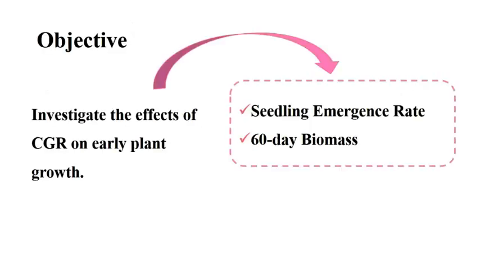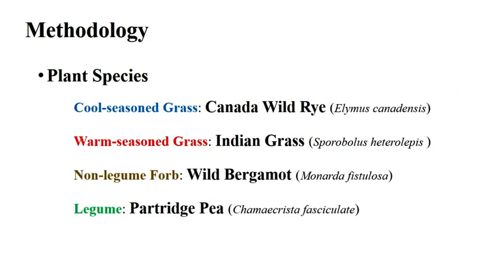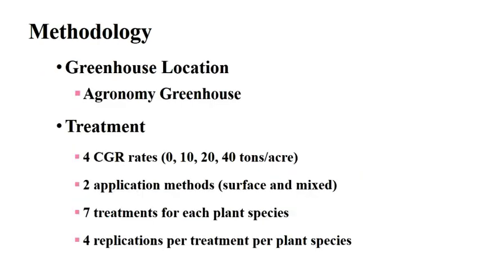The third part is the greenhouse study. The objective for the greenhouse study is to investigate the effects of CGR on early plant growth. So we measured seedling emergence rate and 16-day biomass. We have four plant species: Canada wildrye for the cool season grass, Indian grass for the warm season grass, wild bergamot for the non-legume forb, and partridge pea for the legume.